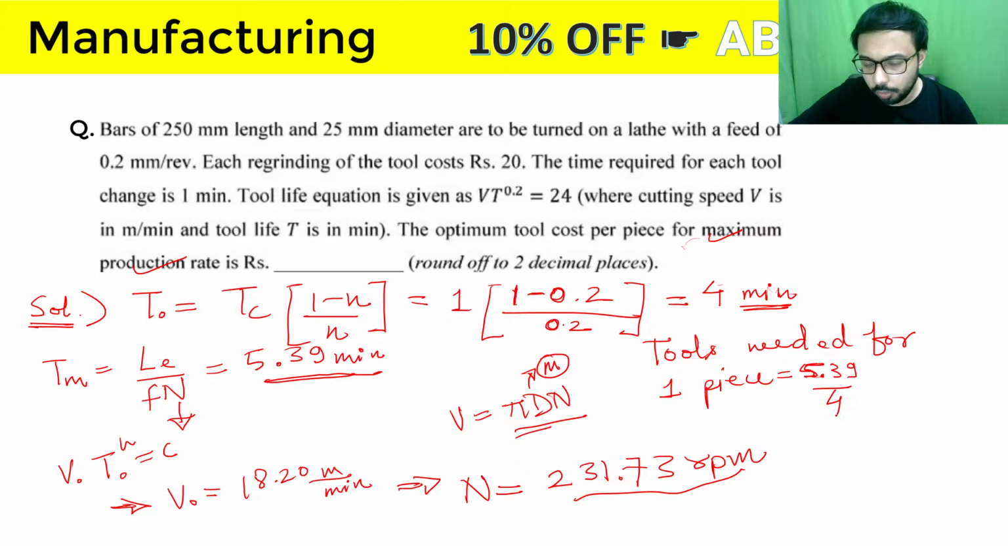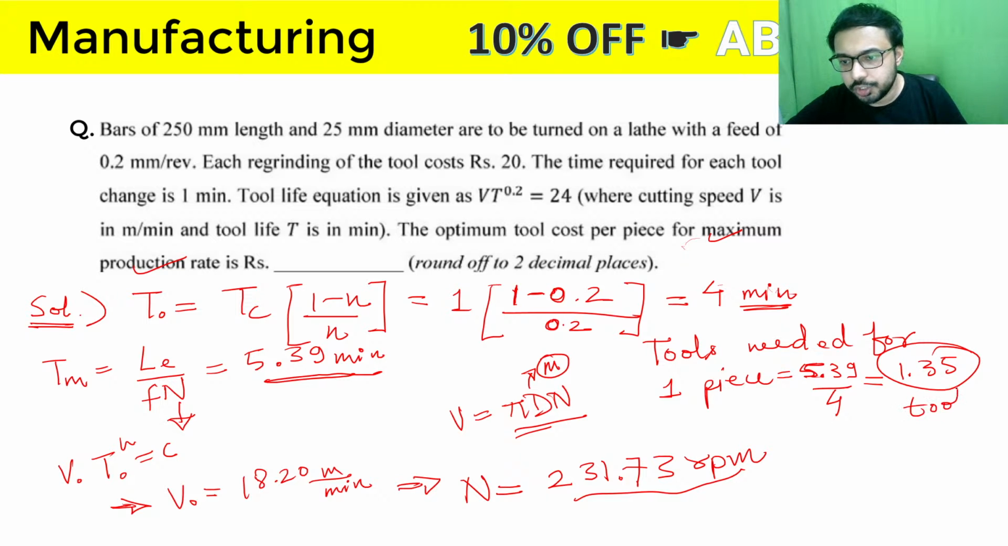5.39 divided by 4, because the life of the tool is 4 minutes. So if, for example, 100 minutes of time is required to machine a workpiece, then we will require 25 tools. So if 5.39 minutes of time is required to machine a workpiece, then how many tools are required? We will require 5.39 divided by 4, that is 1.34, 1.35 tools to machine a workpiece.